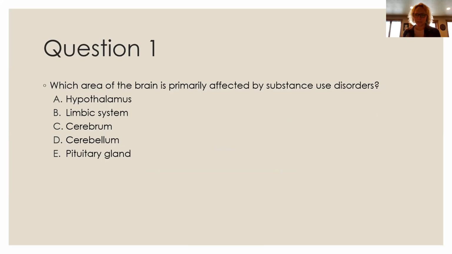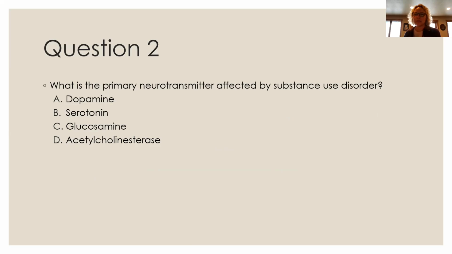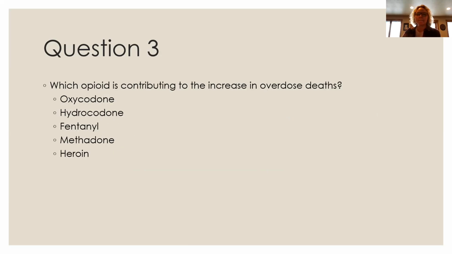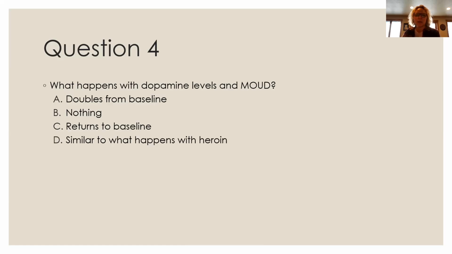So again, that's kind of the end of the talk. These are just some questions that you guys are going to have to answer. Which area of the brain is primarily affected by SUDs? Is it the hypothalamus, the limbic system, cerebellum, cerebrum, or the pituitary gland? I'm not going to tell you the answer. What is the primary neurotransmitter affected by SUD? Dopamine, serotonin, glucosamine, or acetylcholinesterase? Which opioid is contributing to the increase in overdose deaths? Is it oxycodone, hydrocodone, fentanyl, methadone, or heroin? Last one: what happens with dopamine levels in MOUD? They double from baseline, nothing, they return to baseline, or similar to what happens with heroin. So those are your 4 questions.